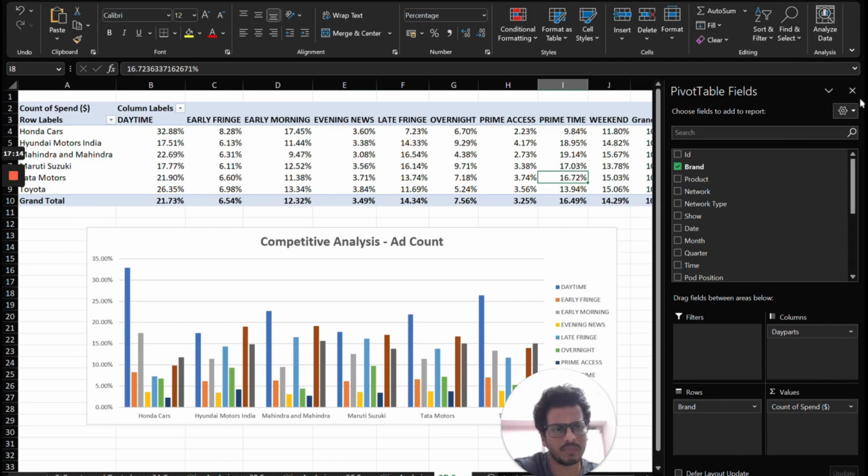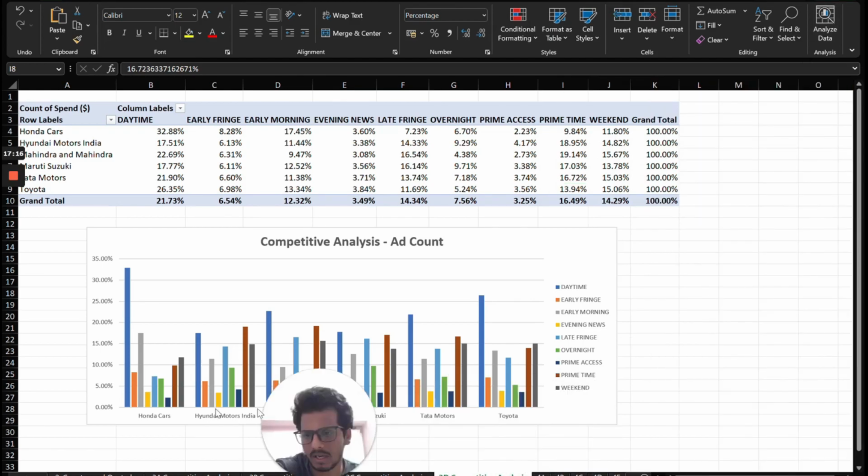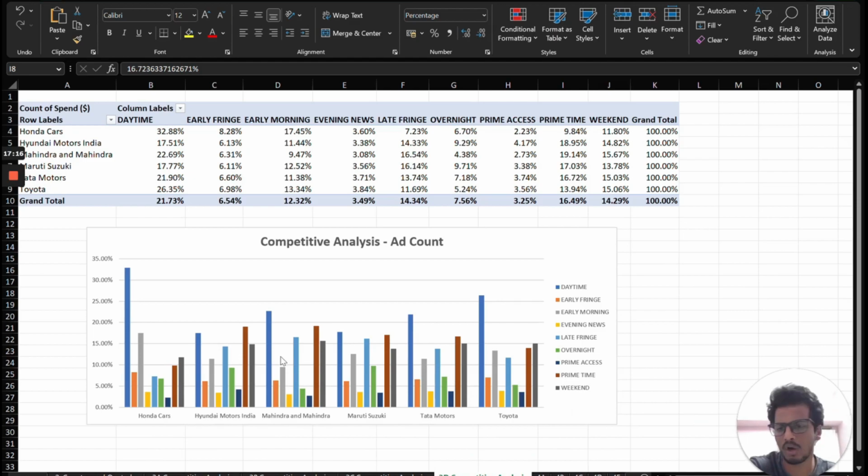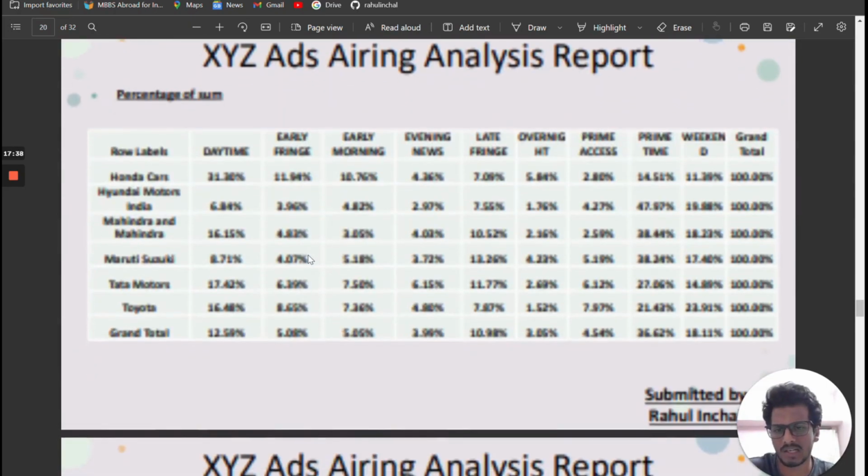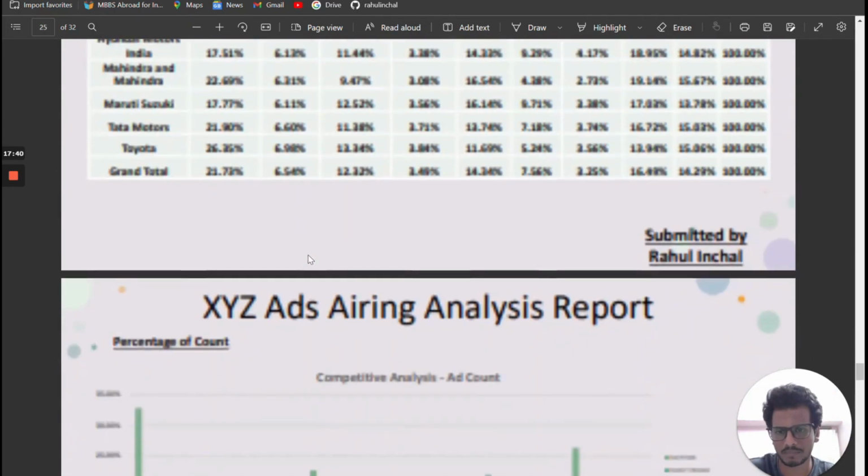Here you can see Honda has spent a lot in the daytime, but if you see the overall spending, it is almost equal. In the prime time, all of the companies prefer to spend, followed first of course by the daytime. So this is one analysis which we can do. Let's see what insights we can draw from there.